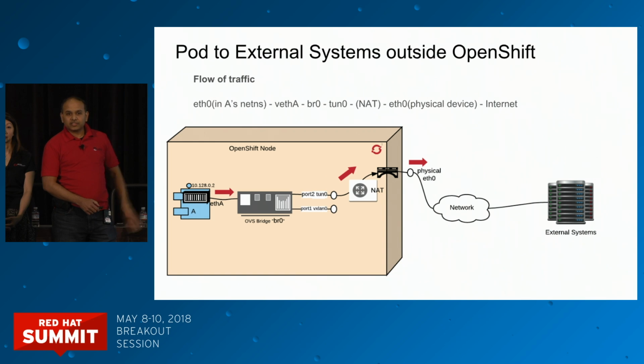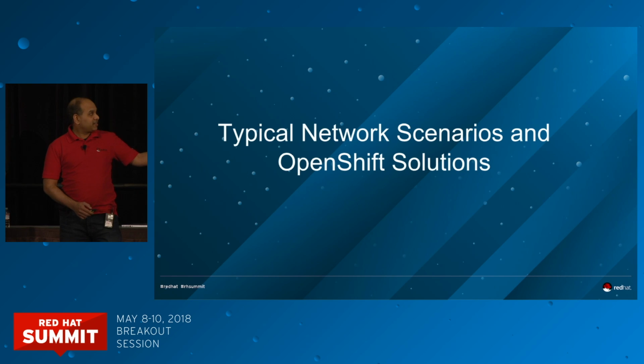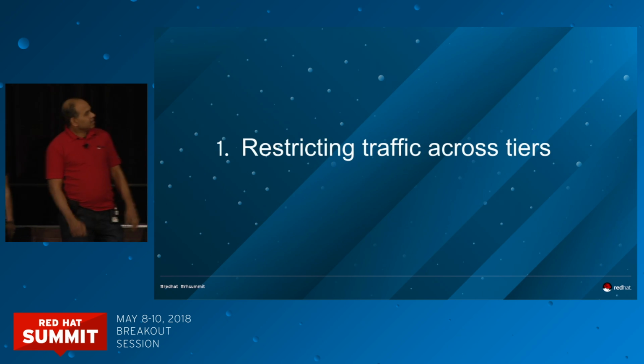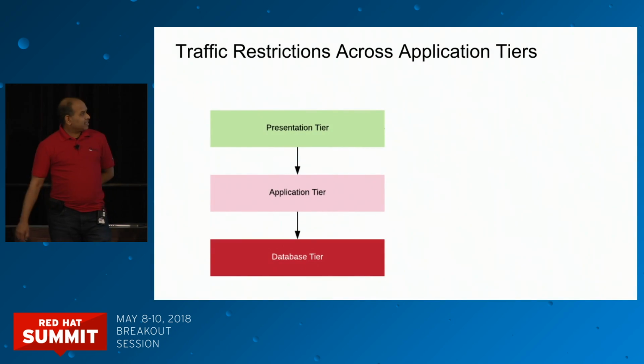Right? This is how the OpenShift SDN works. Brief introduction. Now let's talk about different networking scenarios and what solutions we have. The first one: how do I restrict traffic across tiers? Let's understand this a little bit more.